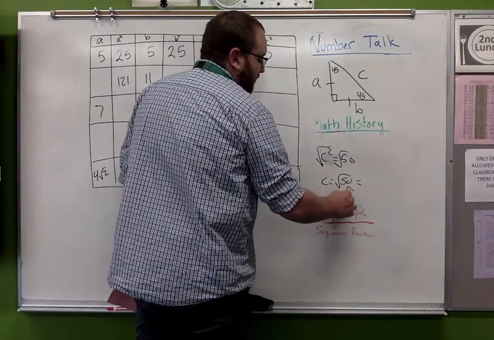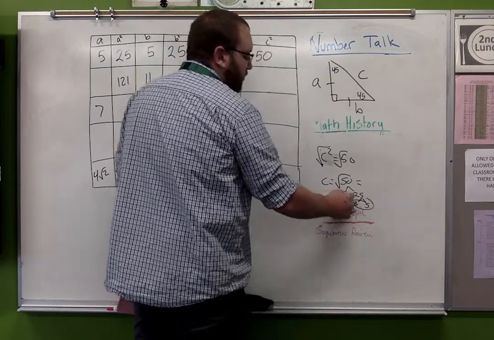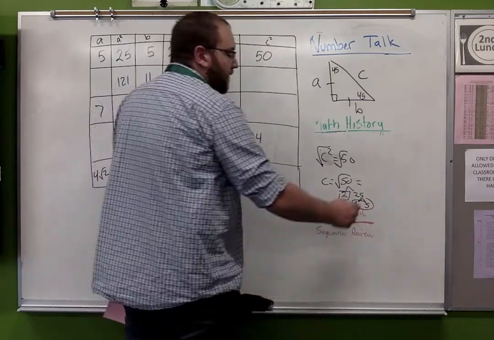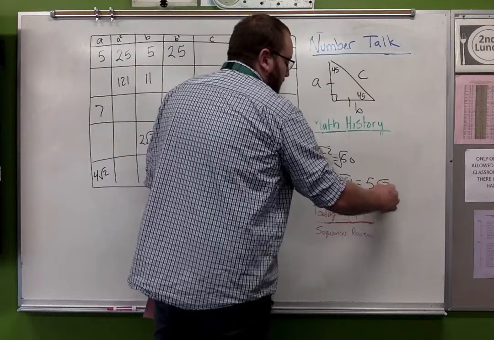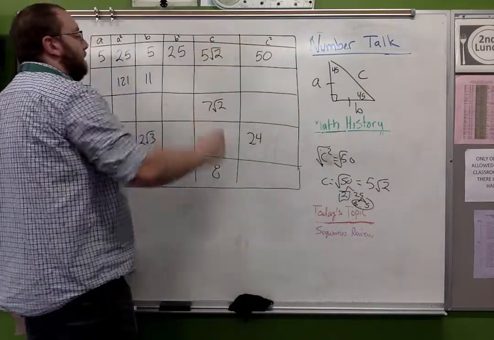So let's see. 50, we can go 2 and 25. 25 is 5 and 5. There's a group of 2 with a 2 left over. So 1 5 comes outside, and the 2 is left over inside. So this is 5 square root of 2.